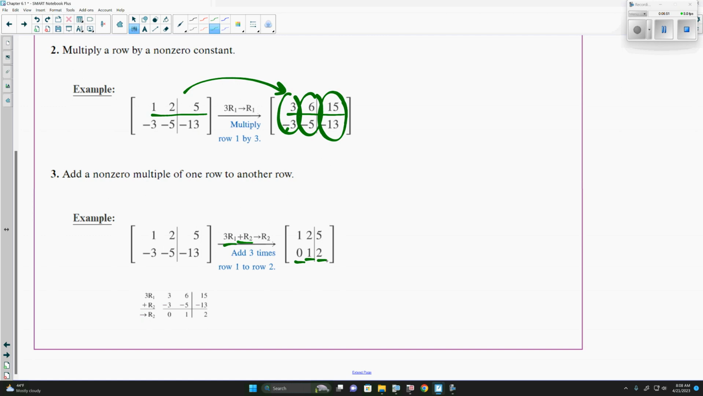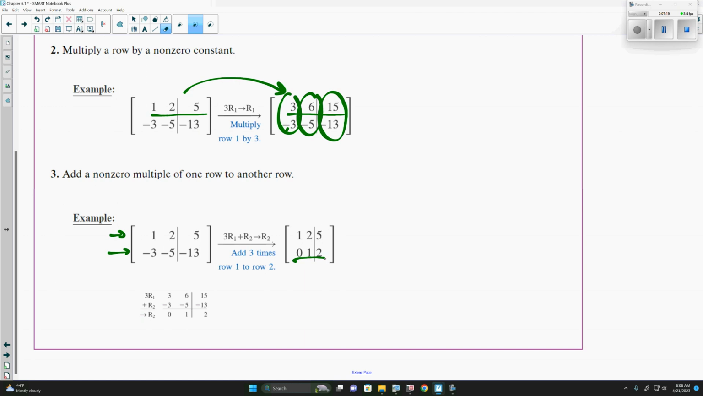Now when we do this here, we're just affecting row 2. We're not actually doing anything to row 1 in this third example, so it stays the same. Now if you notice, by doing 3 times row 1 and adding it to row 2, it is now 0, 1, 2. We've changed it. Now it's telling us that y is 2, and we can use it to solve from there.